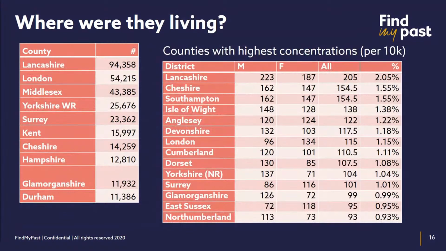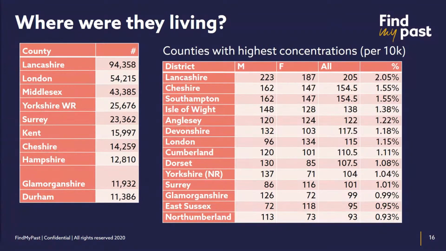And where were they living in England and Wales? Again, some of you won't find this too surprising, but the number one county was Lancashire. Thereafter, London, a very large quantity there. Middlesex, which of course you could argue is pretty much London anyway. Yorkshire, Surrey, Kent, Cheshire, Hampshire, Glamorgan, Durham.